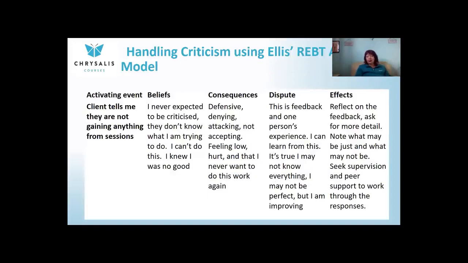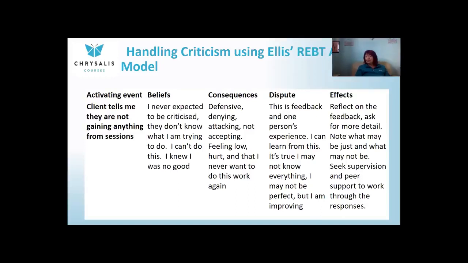So let's look at an example. The client tells you they're not getting anything from the sessions. Your beliefs might be, I never expected to be criticised. They don't know what they're talking about, or they don't know what I'm trying to do. Or it could be, I can't do this. I knew I wouldn't be any good at this. I must give up. And so the consequences of that is that somebody could be defensive or denying it's true, or they could become attacking, or they could feel low and hurt and even give up the work.